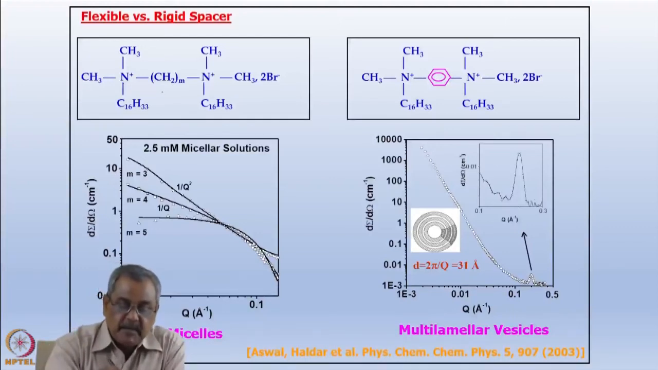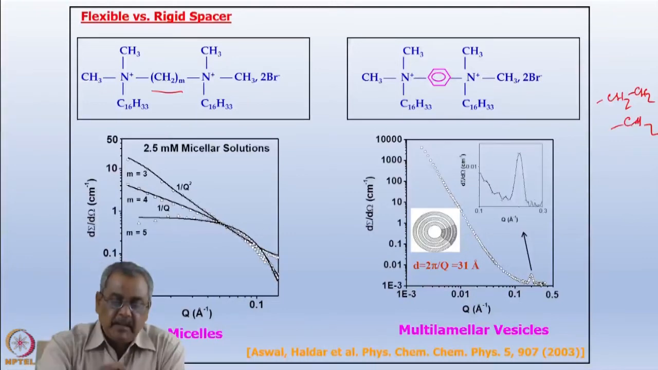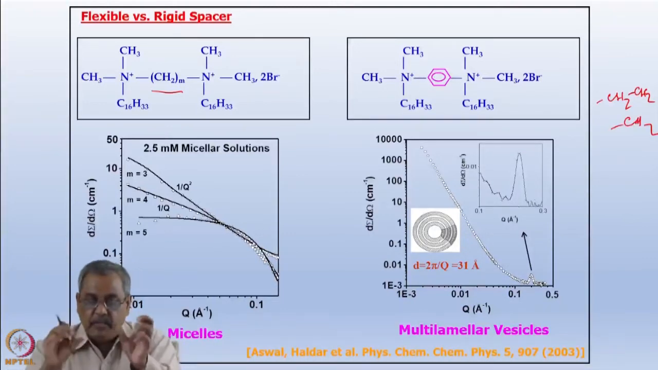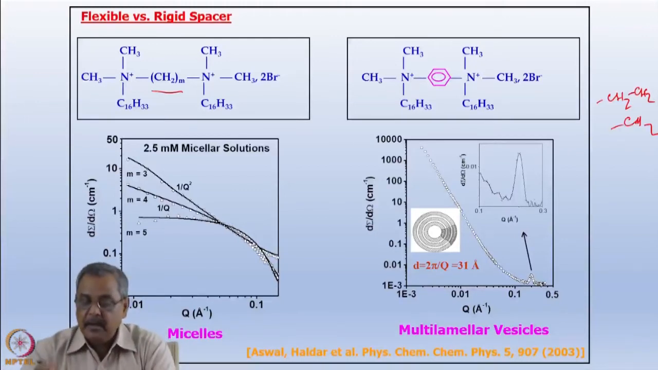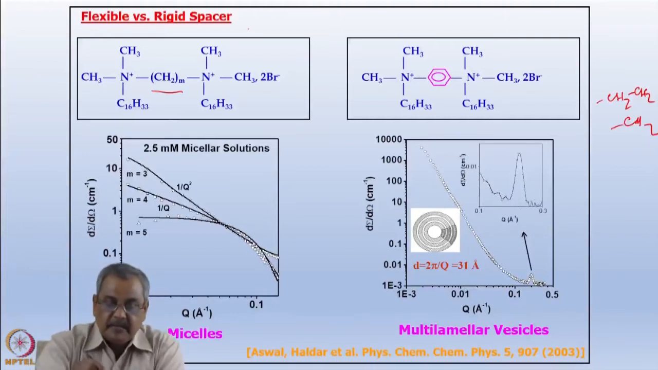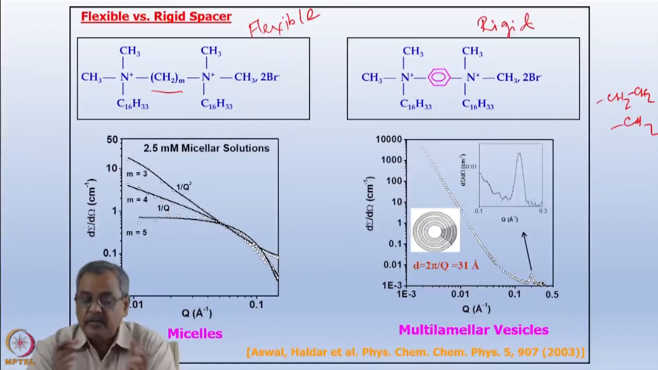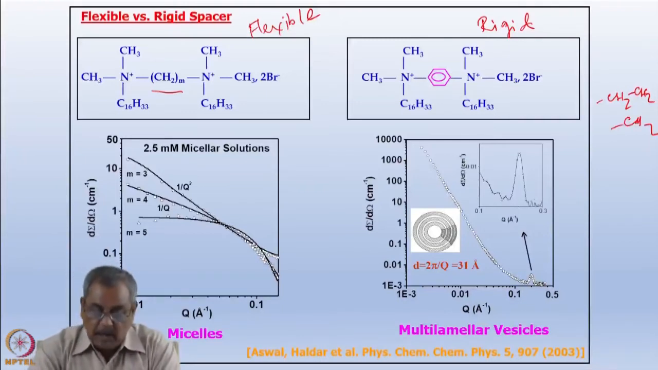Here the flexible chain is a chain of CH2, where m is the number of chain length. This is flexible because you can bend it. This chain can bend, and here there is a benzene ring, which is a stiff one. You cannot bend it. So basically, this is a flexible spacer group and this is a rigid spacer group. We form micelles using surfactants with two kinds of spacers and see the difference in the small angle data.